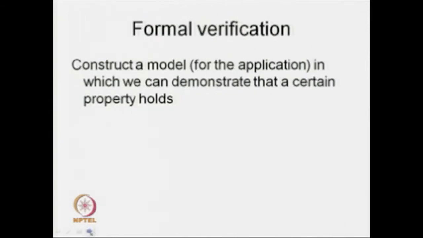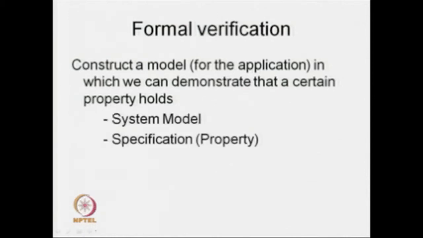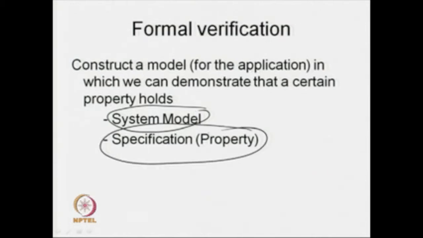So, in this particular case, we are going to construct a model in which we can demonstrate a certain property holds. So, we need two things: one is your system model and the second one is your specification of the property. You see that already I said I am going to look for a model; somehow we are going to give our design and we said that this is our model. Another one, we are going to have the specification or the property.